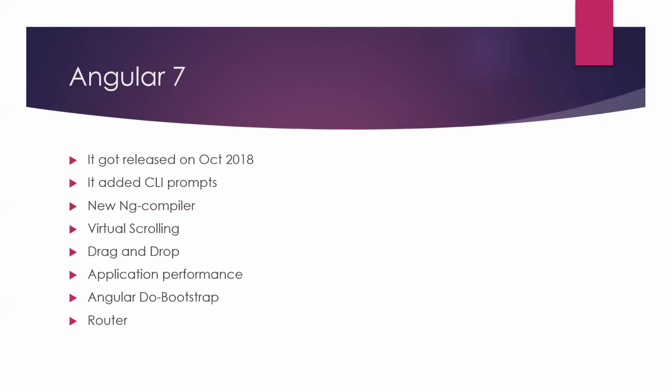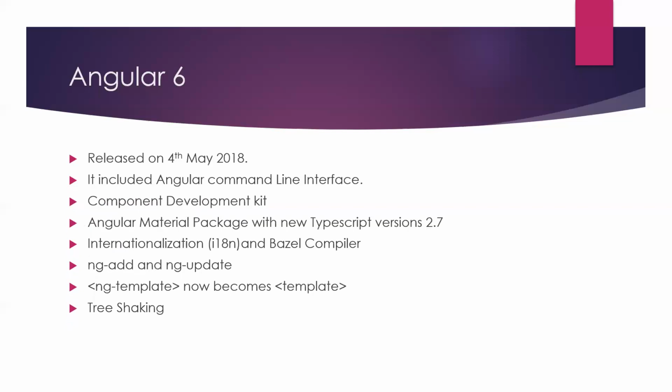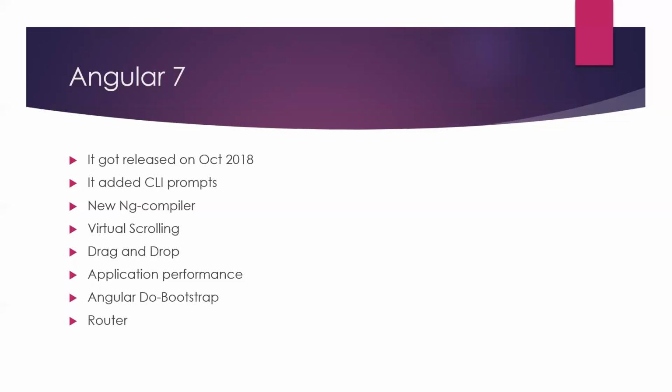In Facebook, when you slide down, what happens? More and more data gets loaded based on the scroll bar. That feature came in CDK, the Component Development Kit, which I already discussed in Angular 6. In their Component Development Kit, they brought something called virtual scrolling. You can use that virtual scrolling, or take a starter pack from Angular, and go ahead by encapsulating something over your CSS. You can make it like that.